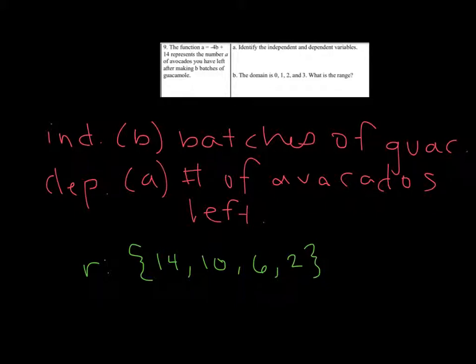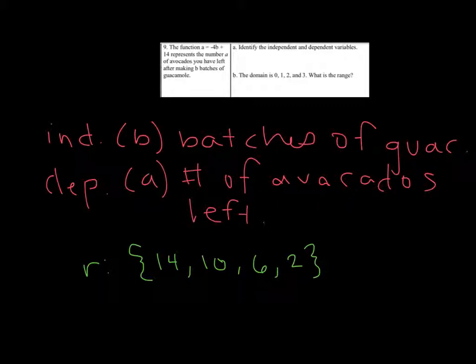Okay, so this was the last one on your notes. Why don't you go ahead and pause and see if you can do that work on your own. Okay, so for this problem, they tried to be a little tricky. They didn't use x and y, but that shouldn't be a problem. You guys should be able to look at other variables and know that you can use any letter that you want. So here, they told us that the function a equals negative 4b plus 14 represents the number a of avocados you have left after making b batches of guacamole.